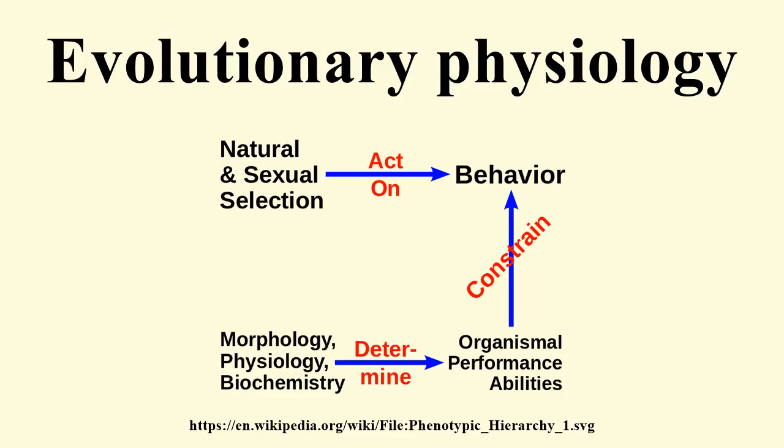Funding and societies. In the United States, research in evolutionary physiology is funded mainly by the National Science Foundation. A number of scientific societies feature sections that encompass evolutionary physiology, including American Physiological Society, integrating the life sciences from molecule to organism, Society for Integrative and Comparative Biology, Society for Experimental Biology.